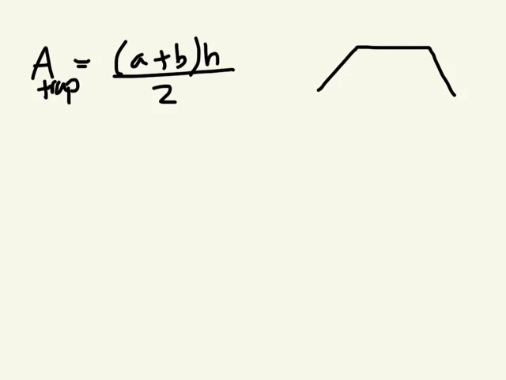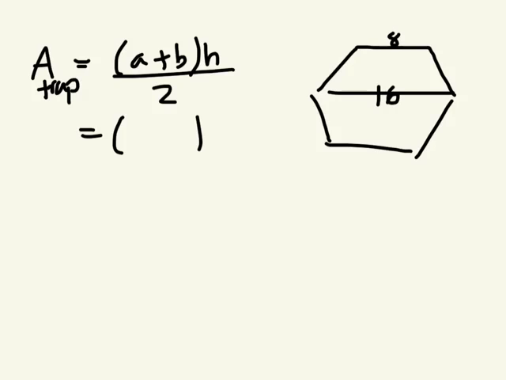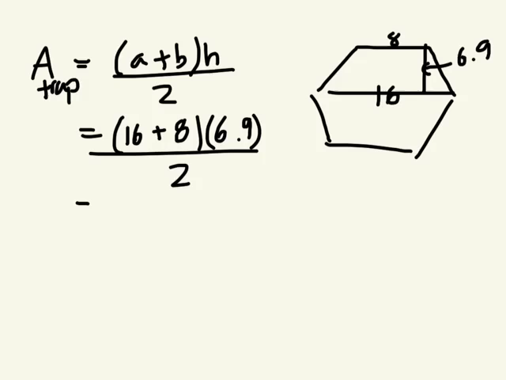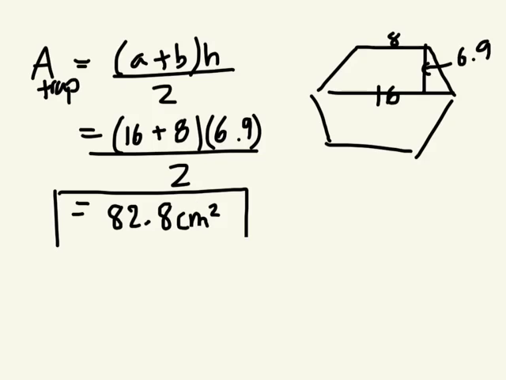The hexagon is made up of 2 trapezoids, okay? So what was our A? A and B are the 2 base sides. So we had 16, 8, and the height was 6.9. So A plus B, 16 plus 8 times the height divided by 2. What do you get for the area of one trapezoid? So the area of one trapezoid is 82.8 centimeters squared.